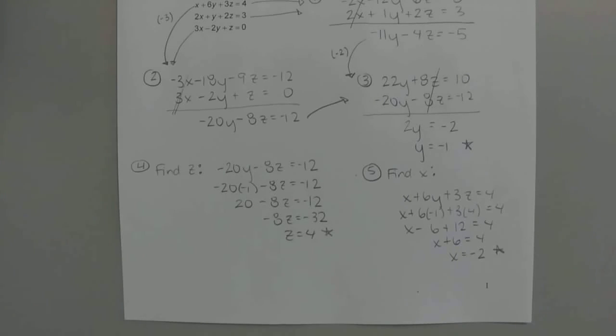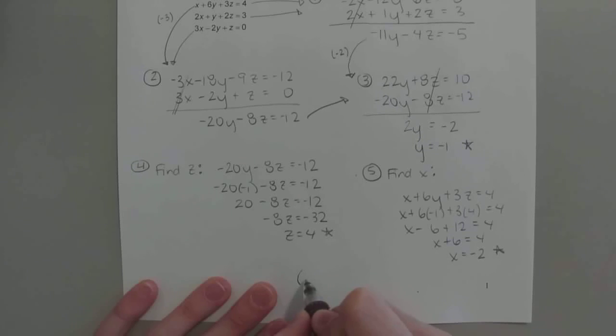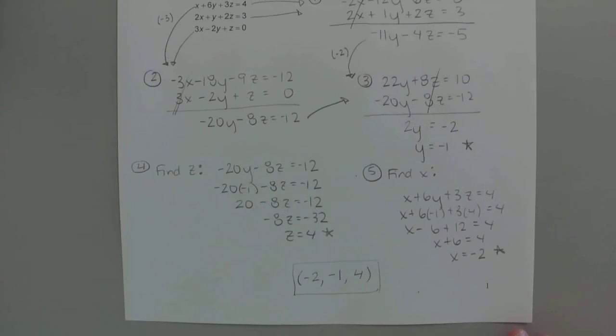-2. So how do they want you to give the answer? It's not an ordered pair. It's actually called an ordered triplet, okay? They want it x, comma, y, comma, z. So your final answer would be x, which was -2, comma, y, which is -1, comma, z, which was 4.